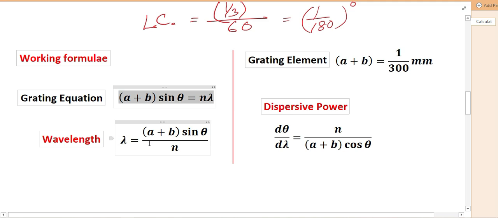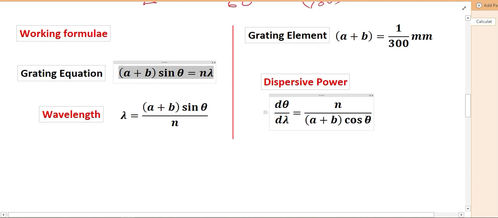So wavelength can be measured based on the position of the diffraction line that you are seeing. So you calculate the theta and n, and then you calculate the wavelength from this formula, and then the dispersive power can be calculated from here. Again, you only need theta, n and A plus B. A plus B is fixed.